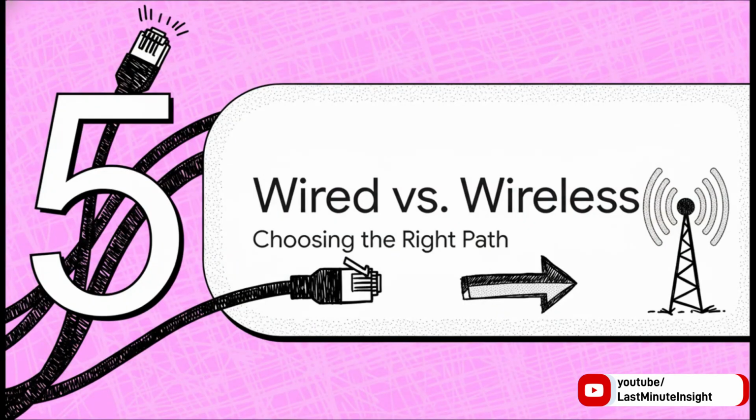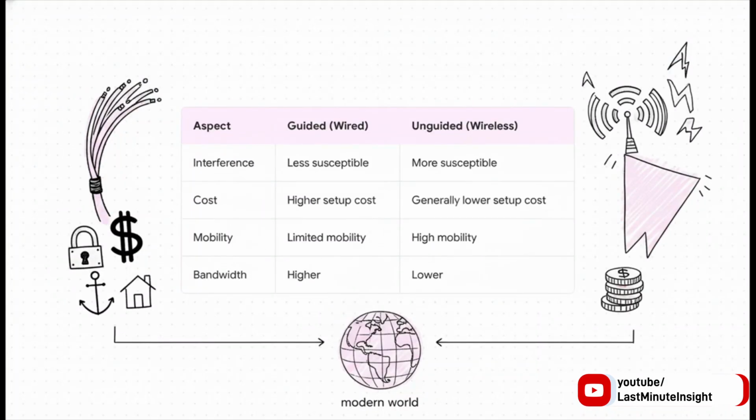So we have these two big families of data highways, the physical wired paths and the invisible wireless ones. How do they really stack up against each other? Is one better than the other? Well, the choice between wired and wireless really just comes down to trade-offs. Wired connections are super stable, they're secure, and they are incredibly fast, but they chain you to one spot. Wireless gives us this amazing freedom and mobility, but it comes at the cost of a little speed and a higher chance of interference. The real truth is our modern world absolutely depends on both of them working together perfectly.